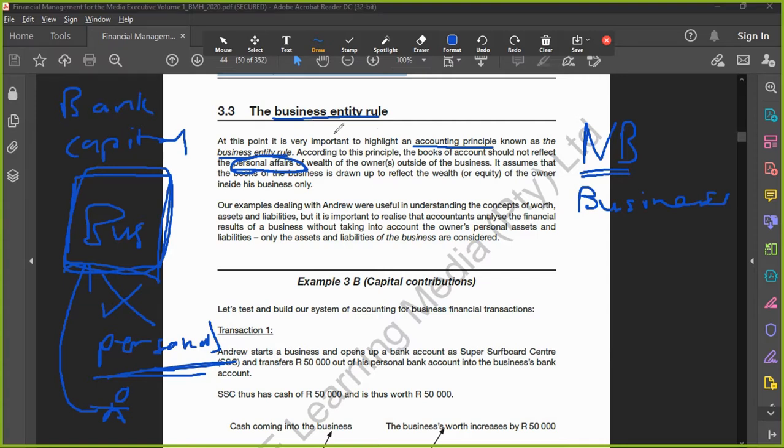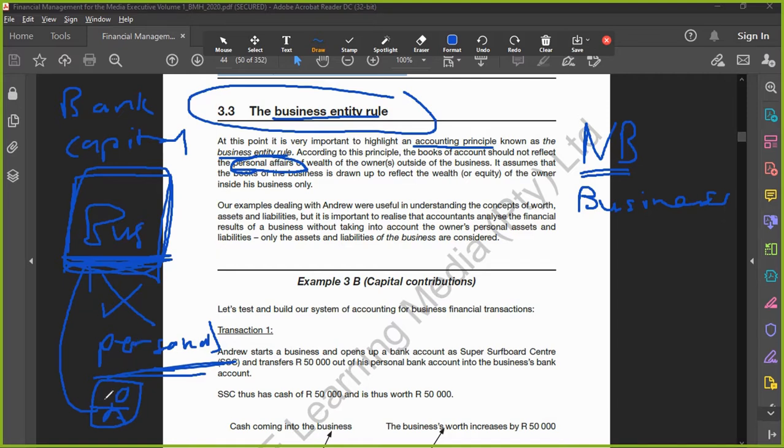Okay, so when you read this paragraph, just remember that everything is going to be viewed from a business's perspective. In other words, from the entity's perspective, not from the individual. No one cares about the individual when we're looking at accounting. We only care about the business. We want to know, how does the business operate? What is the income? What are the expenses? What are the assets? What are the liabilities, etc.